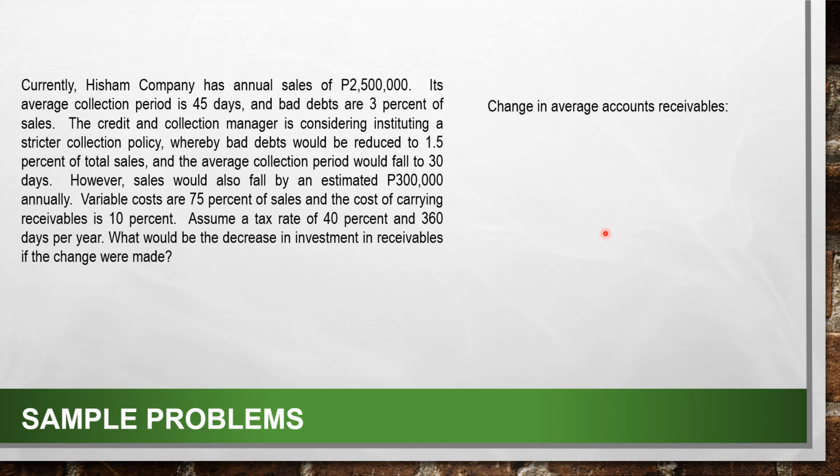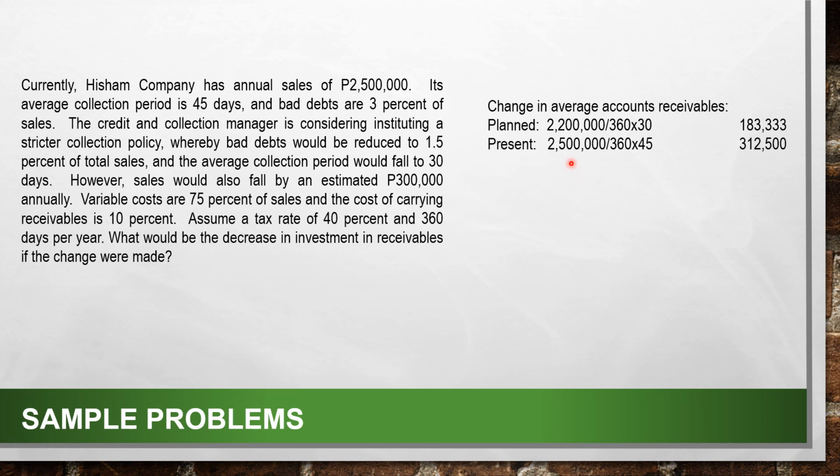So for this change in average accounts receivable, we have the planned. Our plan is from 2,500,000 annual sales, it will fall by 300,000, meaning to say our annual sales will only be 2,200,000. So 2,200,000 divided by 360 times 30. Why 30? Because from 45, we make it 30 days. So 2,200,000 divided by 360 times 30 is equal to 183,333. That is for our planned.